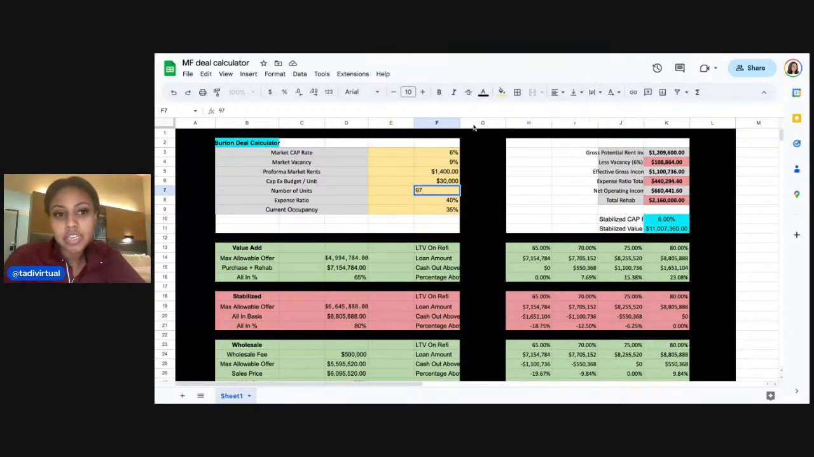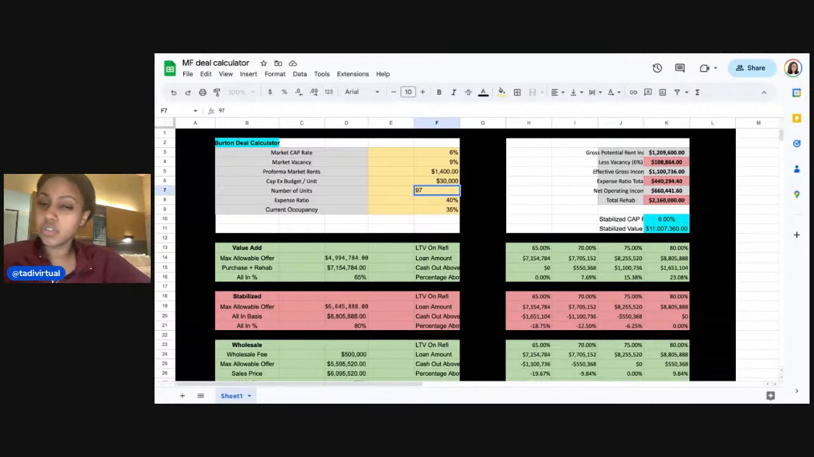So this is a 97 unit in Houston, Texas, and it's a C class. So those are important things to know if you guys are going to be looking at multifamily deals. Is it A class, B class, C class? I wouldn't buy anything that wasn't at least C class, so I won't even look at anything worse than that.